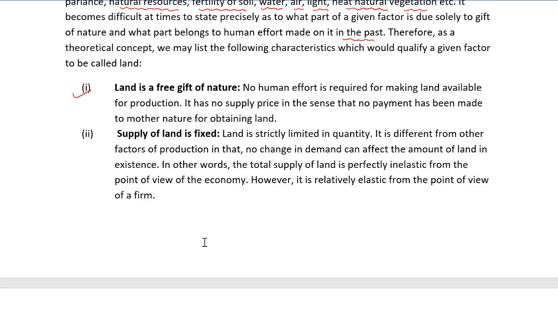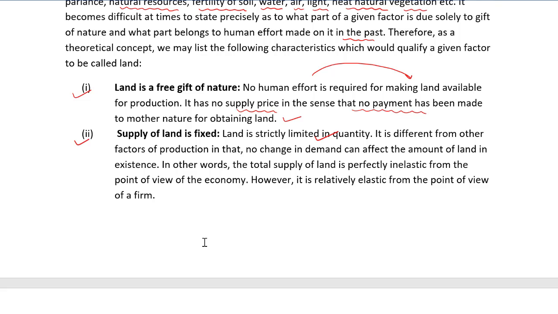It's a free gift of nature. No human effort is required for making land. It has no supply price in the sense that no payment has been made to Mother Nature for obtaining the land from her. Point number two, supply of land is fixed. You cannot increase land on earth. Whatever land is available on earth is fixed. It is not going to increase. So land is strictly limited in quantity.